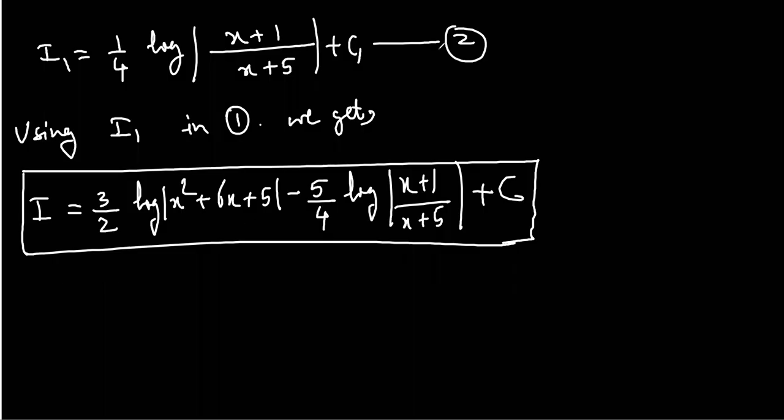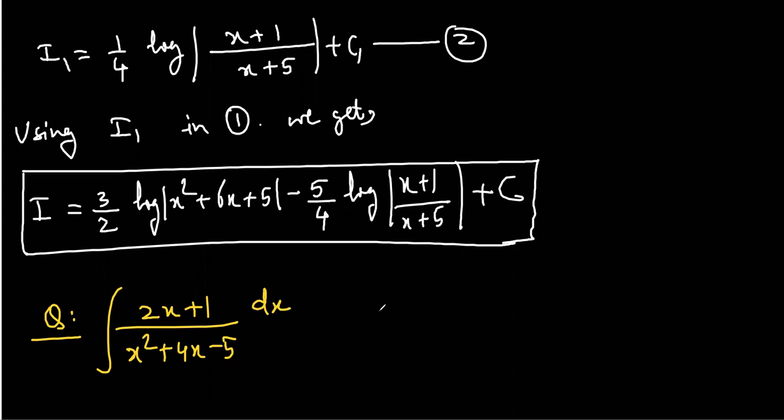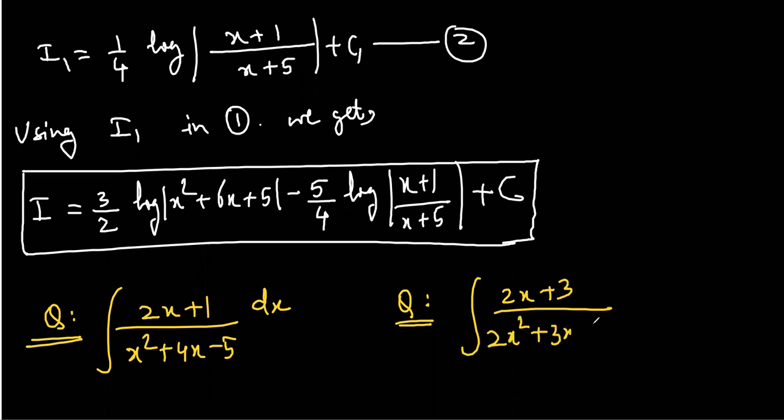For more practice, I'll write few more problems for you. You can solve one more question, two more questions of this type. You can integrate 2x plus 1 upon x square plus 4x minus 5 dx. And you can also solve 2x plus 3 upon 2x square plus 3x minus 1 dx. You can try these two problems. They're of similar type. What is that? Linear upon quadratic.